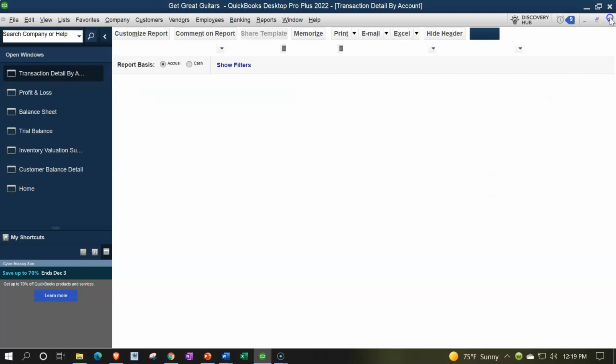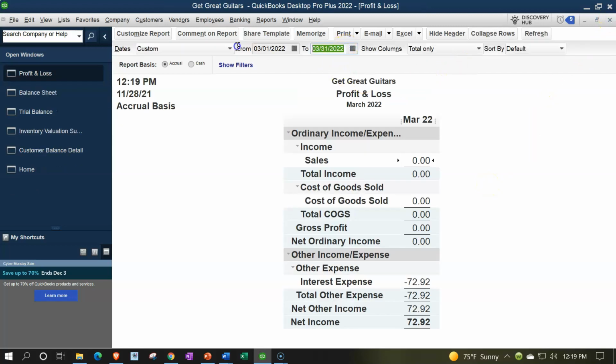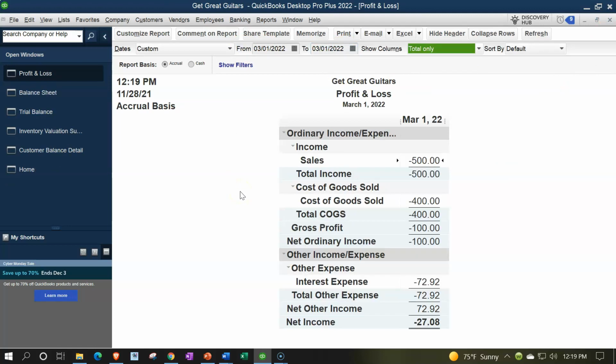So in other words, if I, for example, change this date to 03/01/22, now I've got a negative sales. That's kind of ugly, right? The bookkeeper might say, well, why is there negative sales? And that's a reversing entry, though. They don't need to do anything. It'll fix itself when the invoice goes into place.